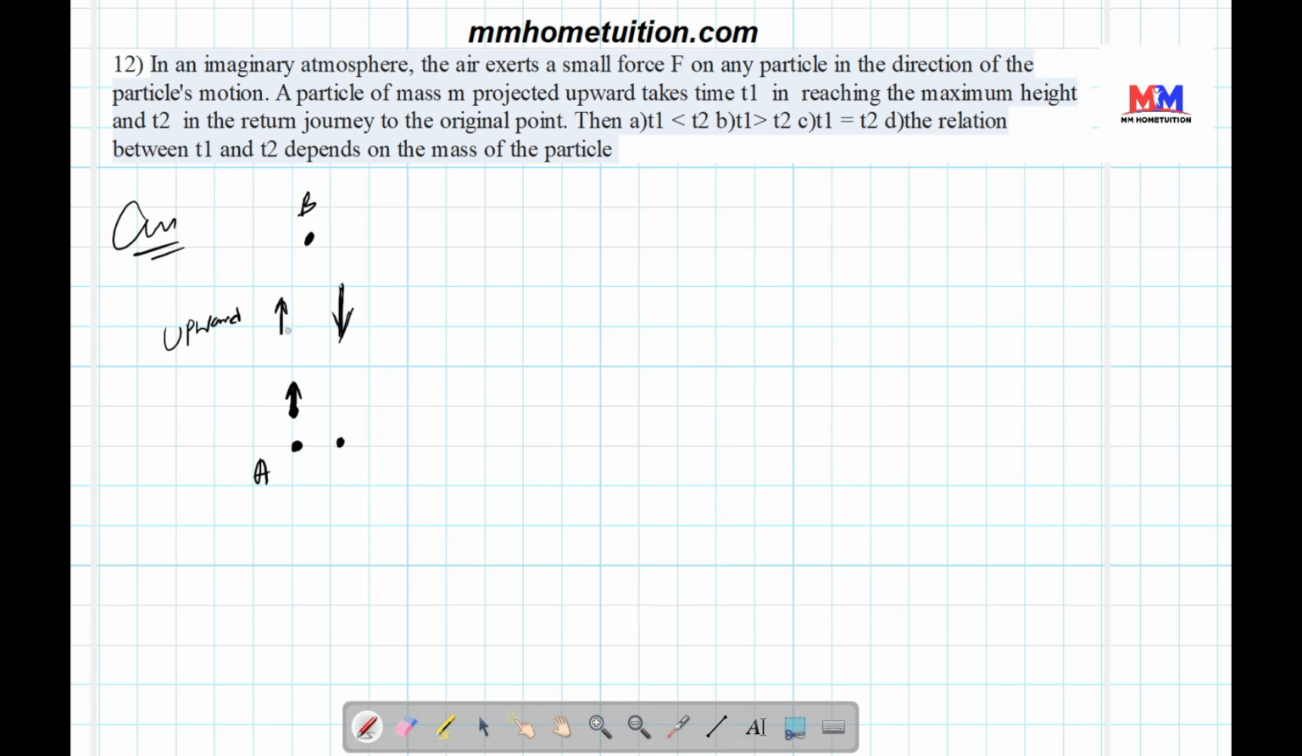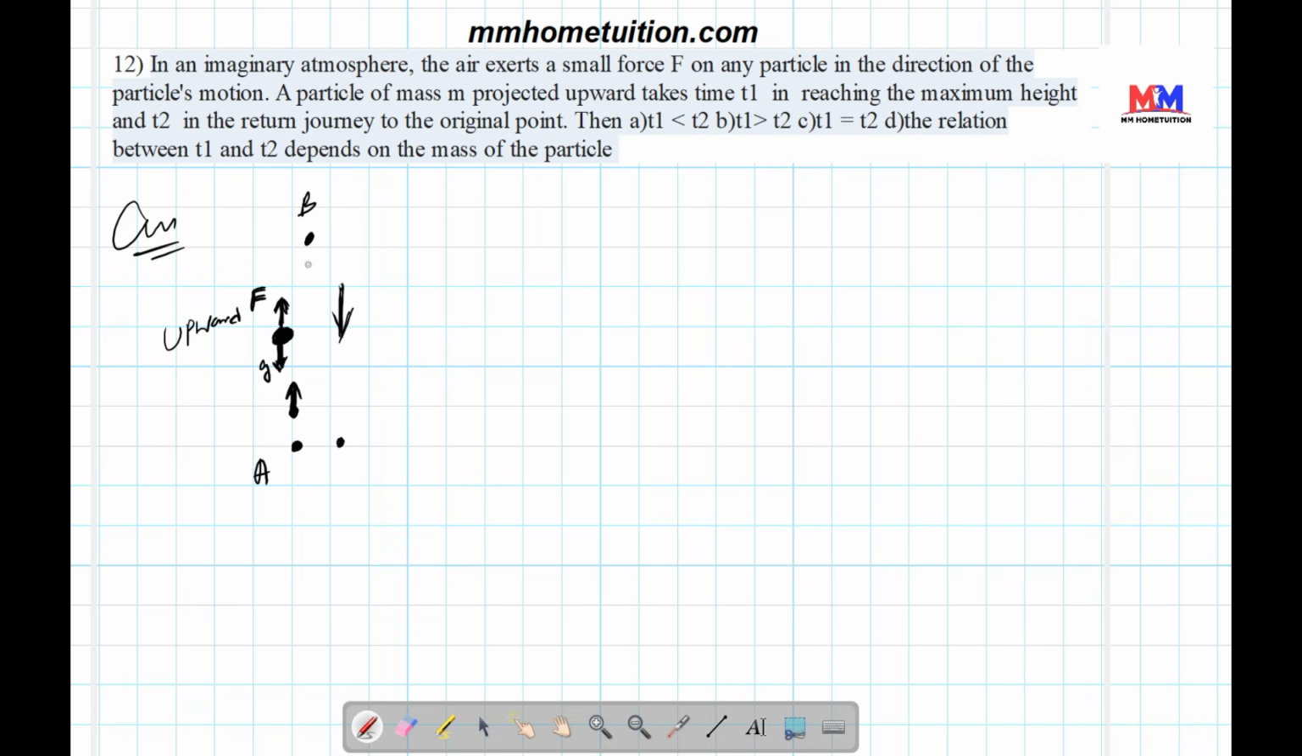So this is the particle at a middle point during the upward motion. During the upward motion, acceleration due to gravity is g, directed downward. The small force F on the particle is in the direction of the motion. As the particle is moving upward, F is in the upward direction.